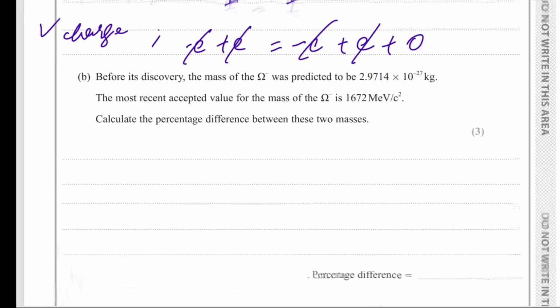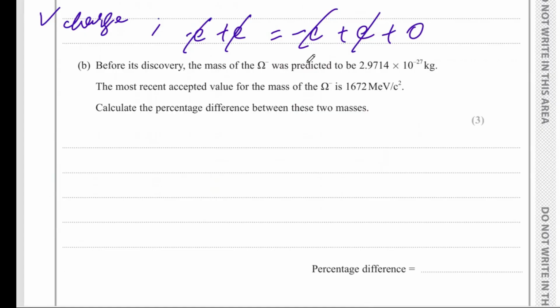Now, we've got the next thing. By its discovery, the mass of the omega minus was predicted to be 2.9714 times 10 to the power of negative 27 kilograms, right? The most recent accepted value for the mass of omega minus is 1672 mega electron volts per c square. So first of all, you need to calculate the percentage difference. If you want to calculate the percentage difference, one thing is for sure, that you're going to keep the unit same. So either convert this kilogram into mega electron volt per c square, or convert this mega electron volt per c square into kilograms. So what I'm going to do is convert these kilograms into mega electron volts, something like that. And how can we do that?